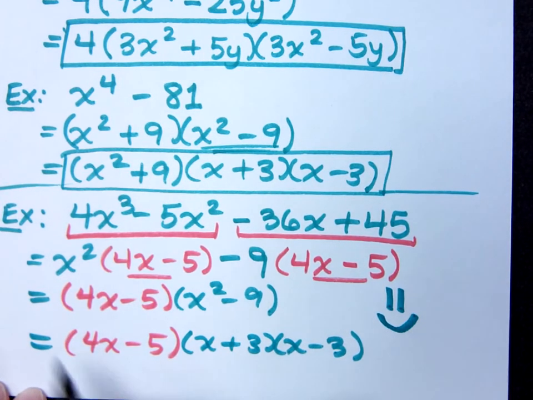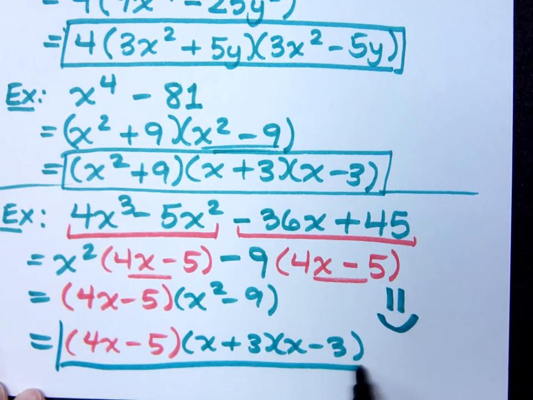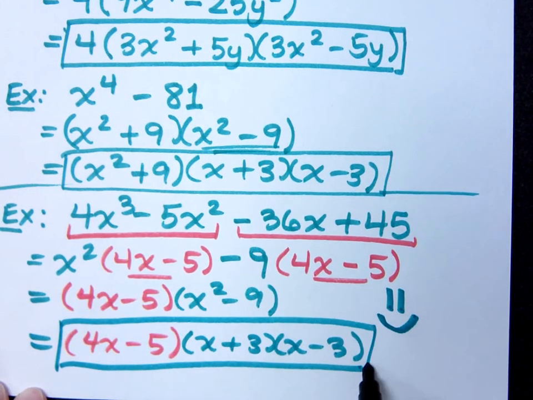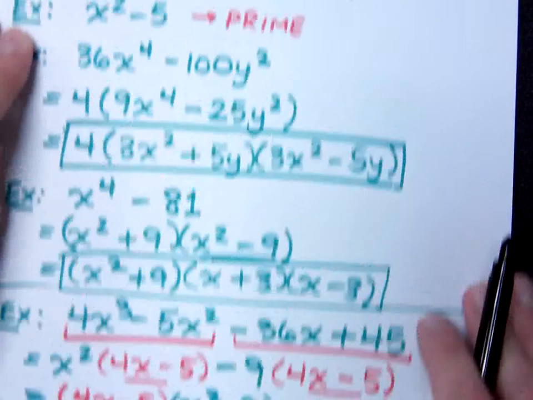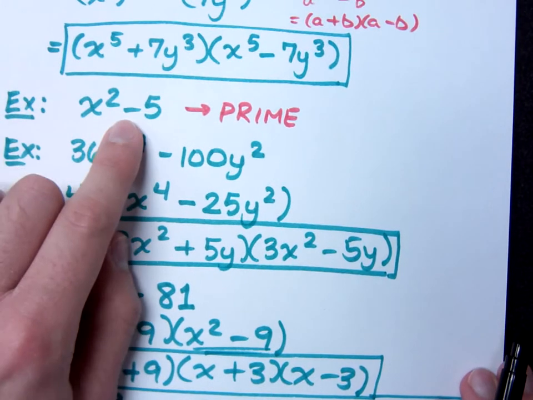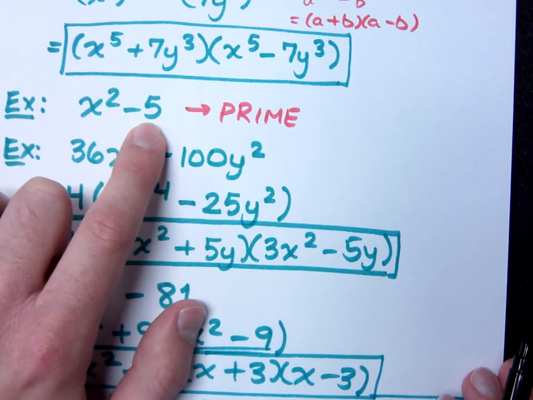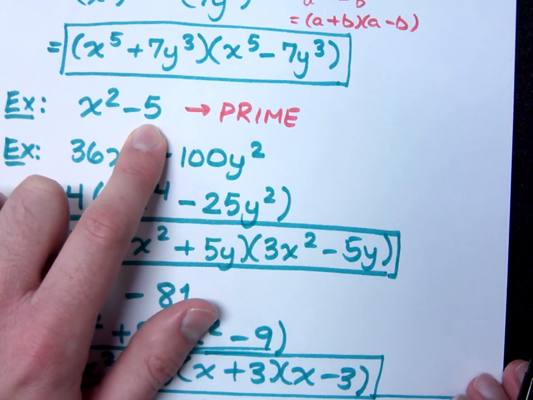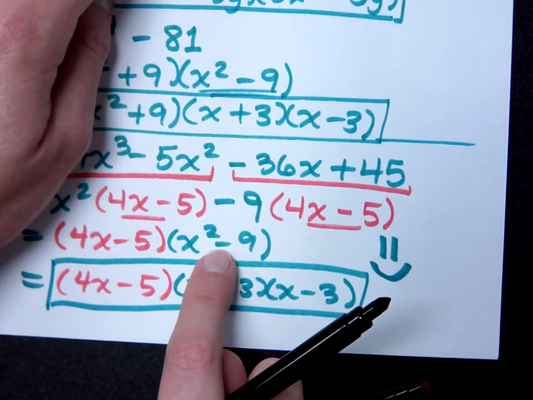So every time it's a negative, you do that? You can't always do that, because look at the example we had up here. X squared minus 5 was prime, because that was not a square. But if it's a difference of 2 squares, you do have to finish factoring that.